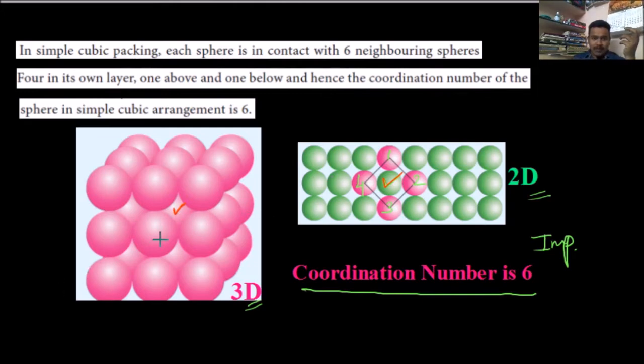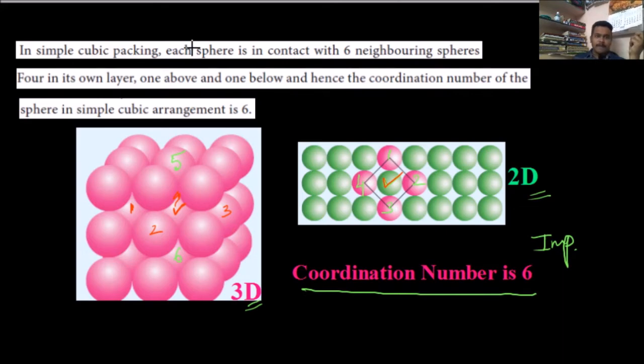In two dimensions, one layer, see who are all in touch with it. This is 1, this is 2, this is 3, the backside 4 is there, and upside what is there? Above one is the fifth one, and this below one is the sixth one. So overall 4 spheres are in the same layer, one sphere in the above layer and one more sphere in the below layer. So overall the coordination number of a sphere in this simple cubic arrangement is 6.